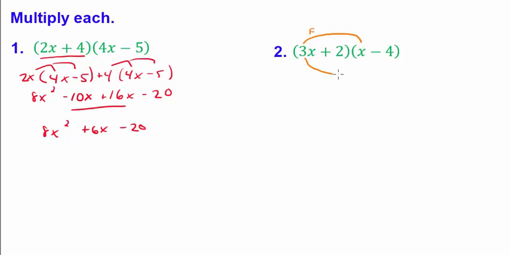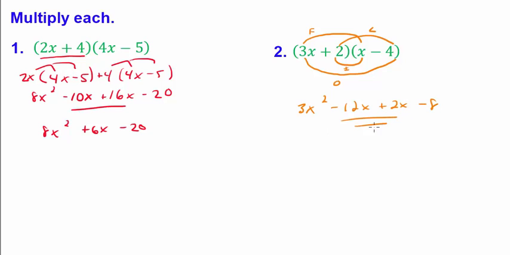The outside terms, so I'm going to multiply the outside, that would be 3x and negative 4, so that's my O. The inside terms, which is 2 and x, this is my I. And finally, the last terms in the binomial, which is 2 and negative 4, and that's where the FOIL comes in. And when you multiply these, you get 3x squared, you get negative 12x plus 2x, and finally minus 8.